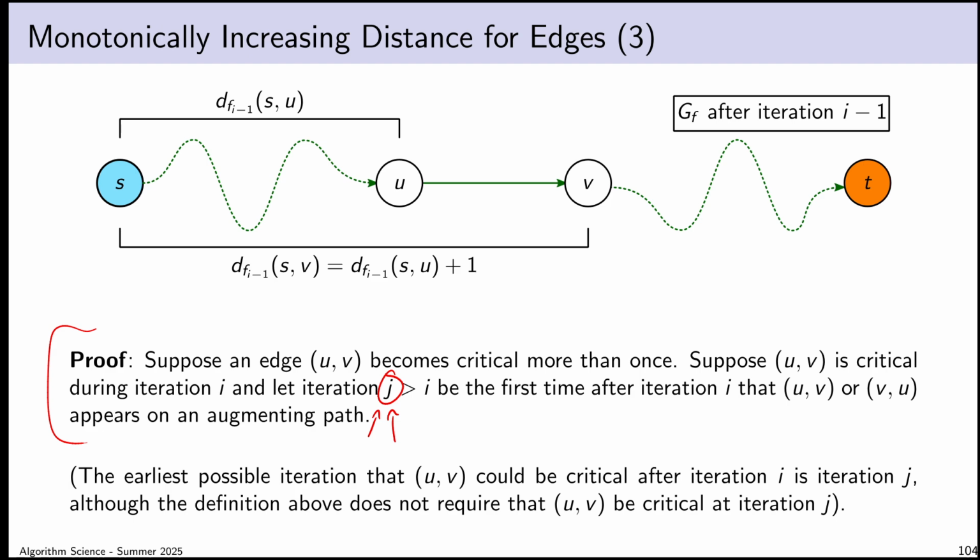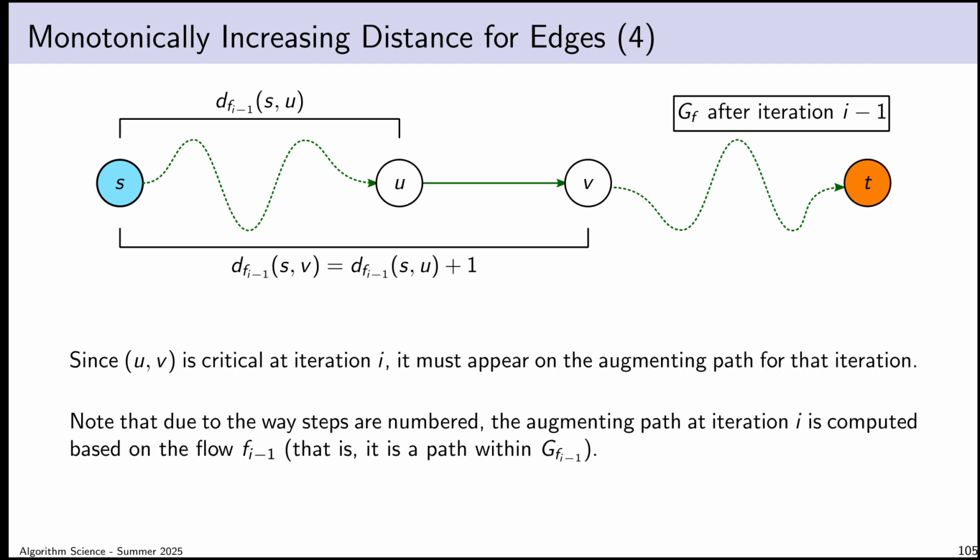It could happen much later than iteration j, but it certainly can't happen earlier, because obviously, if the edge is critical again, it has to appear on the augmenting path. So that happens at or after iteration j. So just be aware that I am conscious that my definition of iteration j here is a little bit different than in the lemma, but it doesn't change anything. I'm actually proving a little bit more general of a property than what the lemma says.